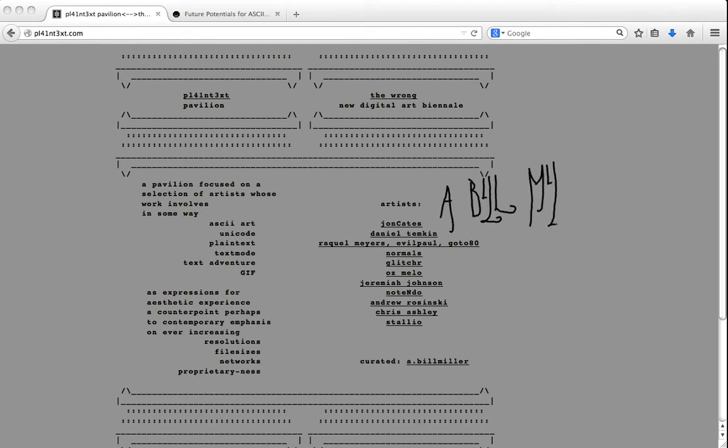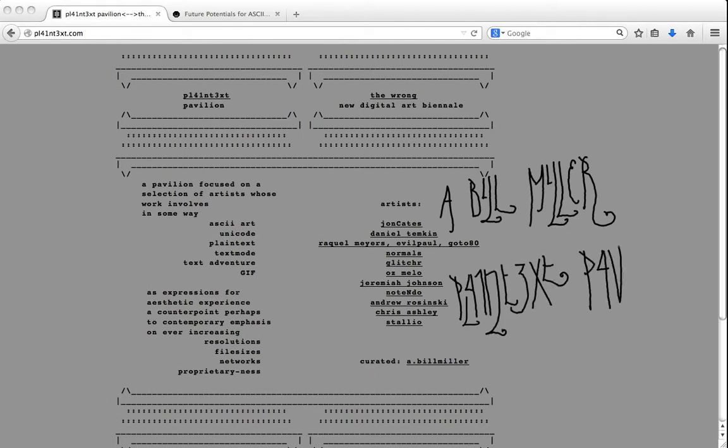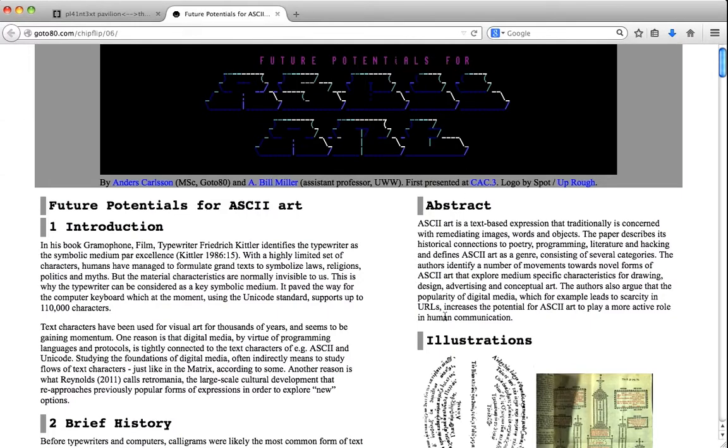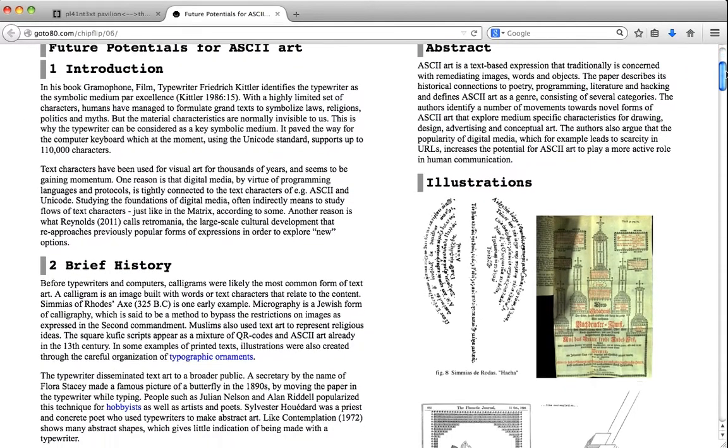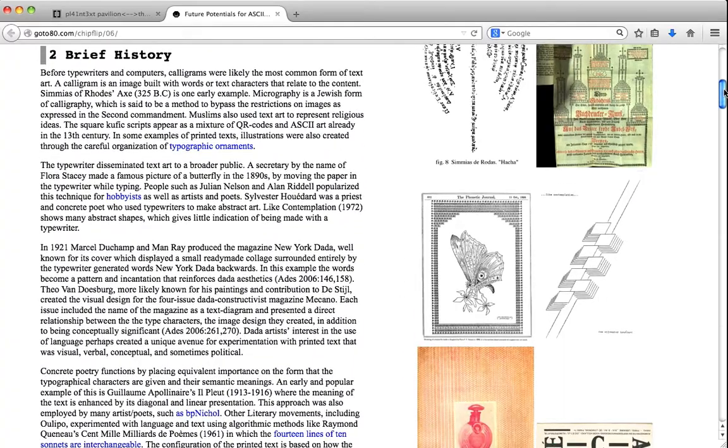I am Abel Miller from Wisconsin, and I'm an assistant professor at University of Wisconsin-Whitewater and an artist, and I curated the Plain Text Pavilion. The Plain Text Pavilion was, from my end, more of an extension of a paper that I wrote maybe a year before they went online. The paper was about ASCII art, and I wrote it with Go280.